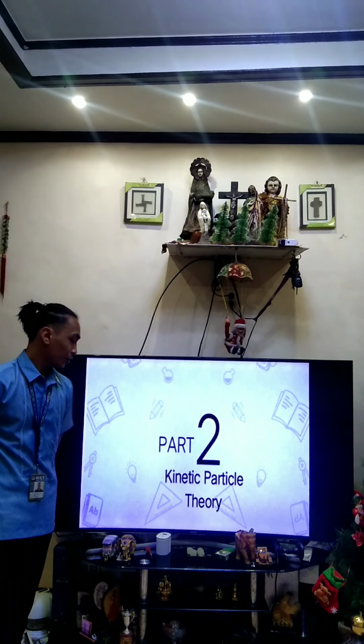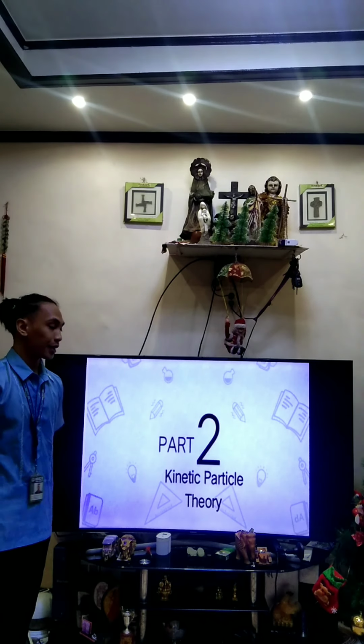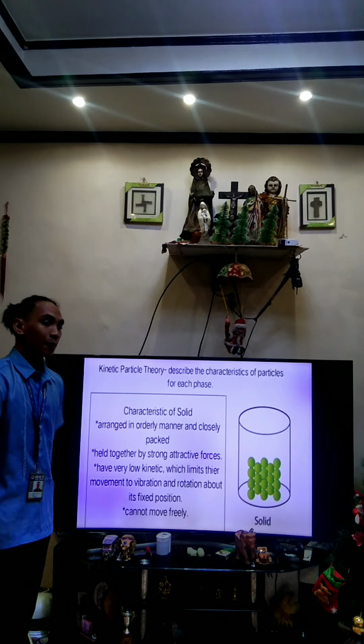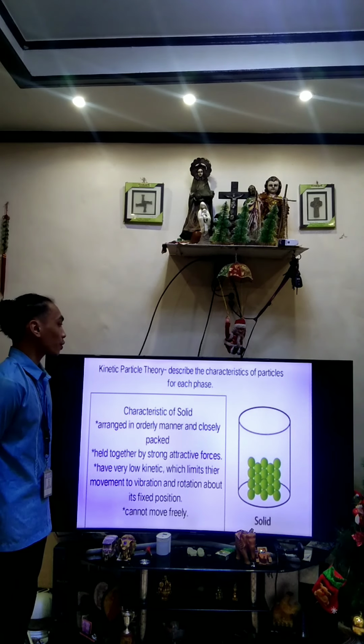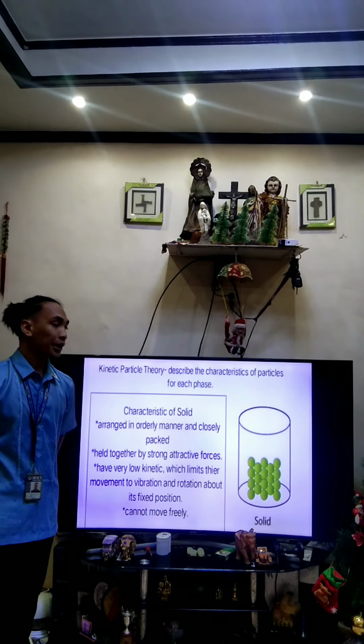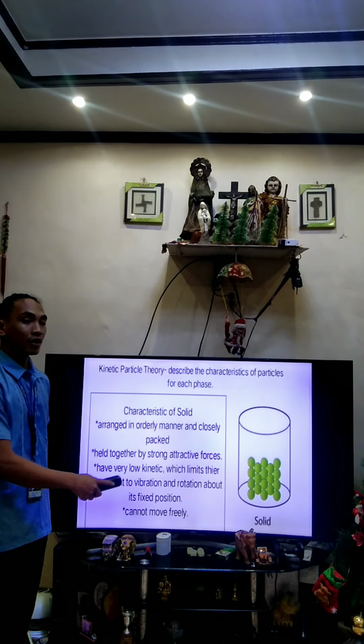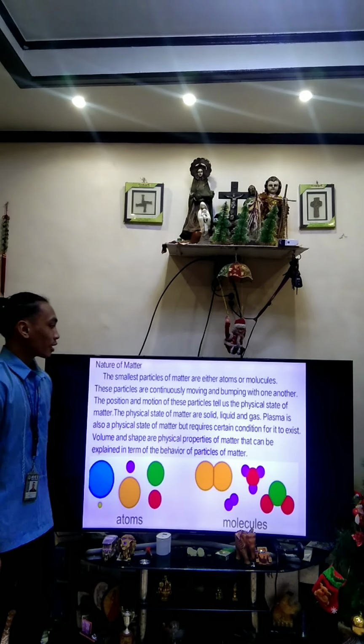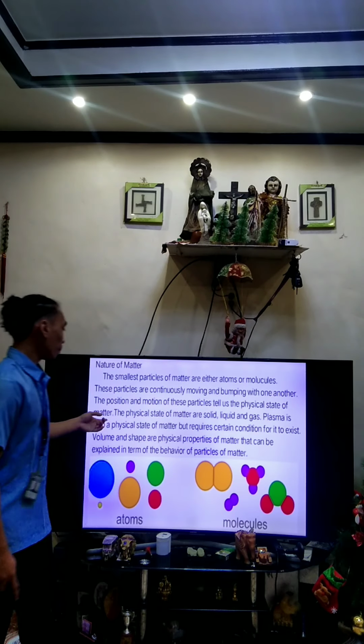Let's move to part 2. Kinetic particle theory. When you say kinetic particle theory, it describes the characteristic of particles for each phase. When you say characteristic of particles, we can also say the physical state of matter.